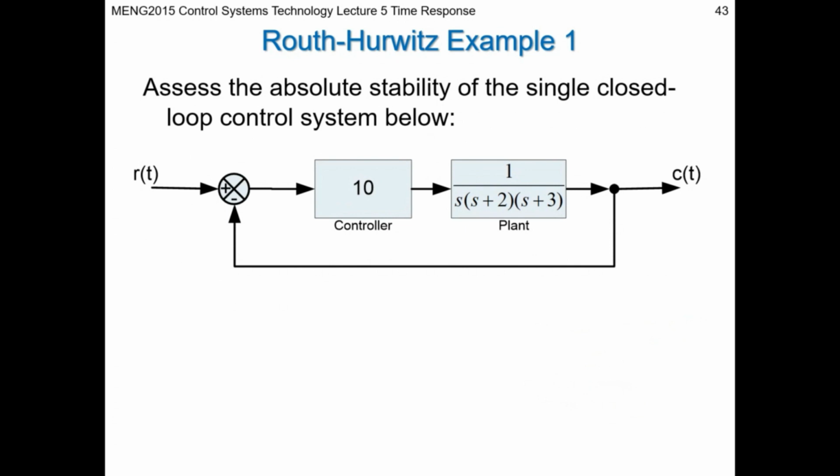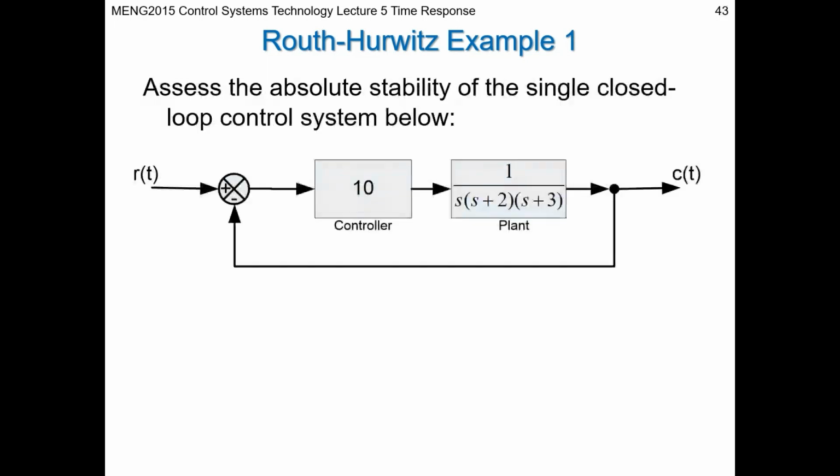So let's look at some examples in the few minutes we have left. I'll use the notes for the first one and I'll do the second one by hand. If we're to assess the absolute stability of this system, it's a closed loop system with unity feedback, no transfer function on the feedback loop, a gain of 10, and a plant, as you can see there, 1 over s into s plus 2 into s plus 3. So we have a third order plant model.